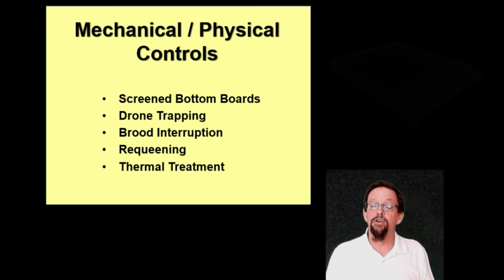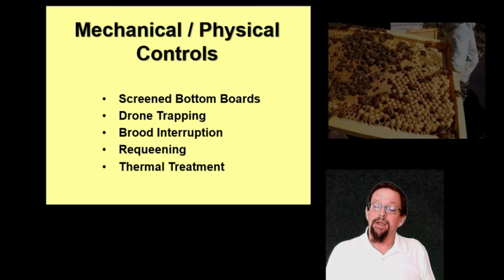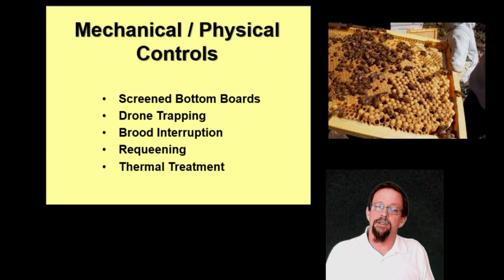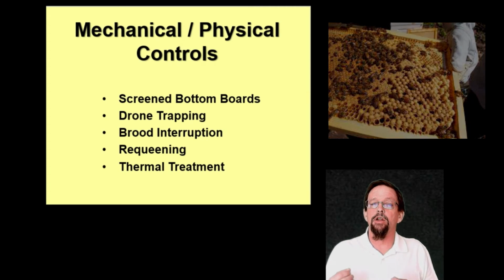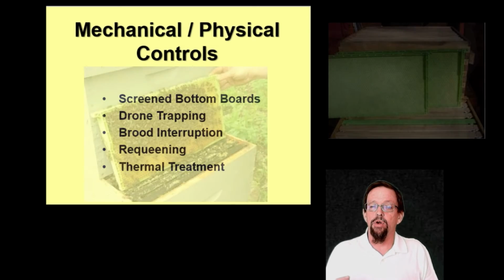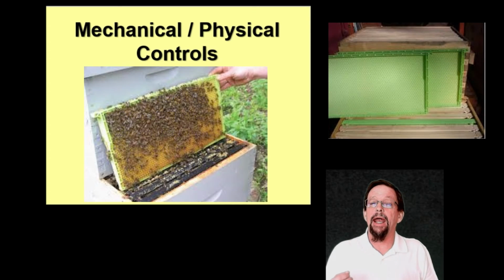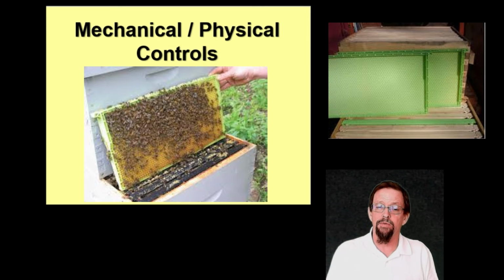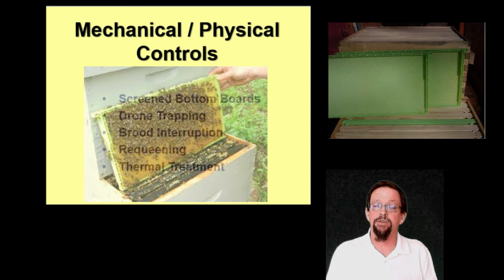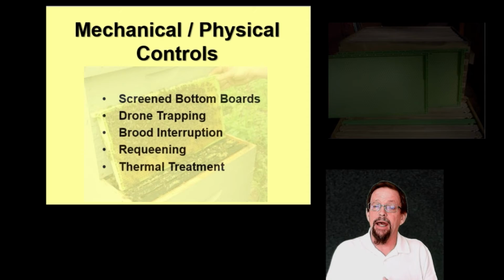Another method is drone trapping. Going back to my original analogy that to know your enemy is to know his weapon, the mites prefer to reproduce in drone cells. So using drone foundation and allowing the bees to draw out drones, the mites will be attracted to the drone foundation and the drone cells because the drones give off a special pheromone and the mites are attracted to that.